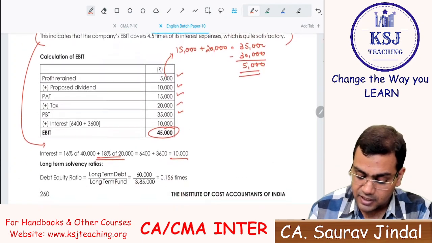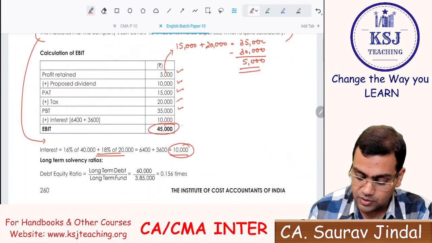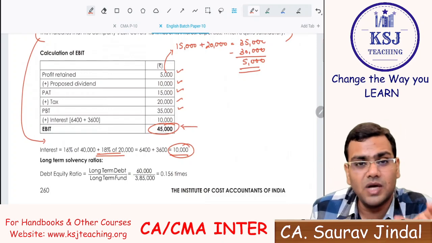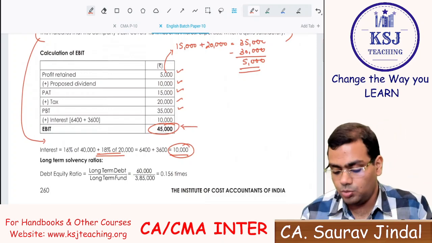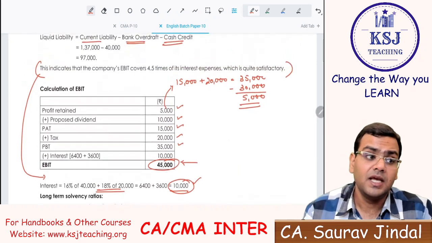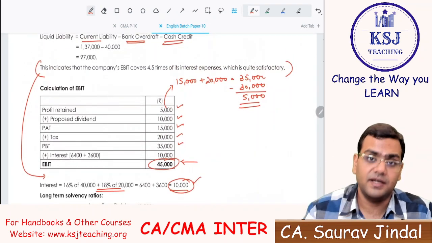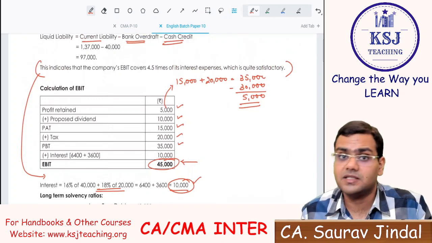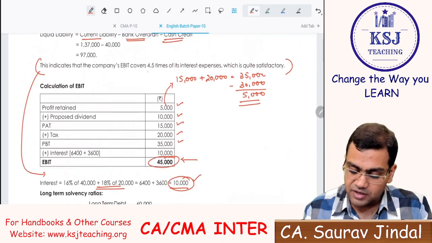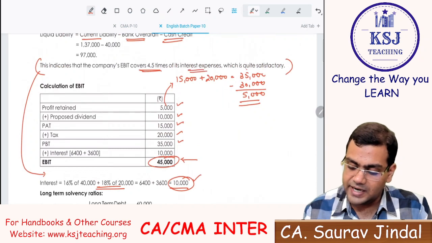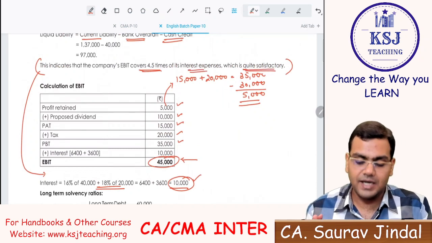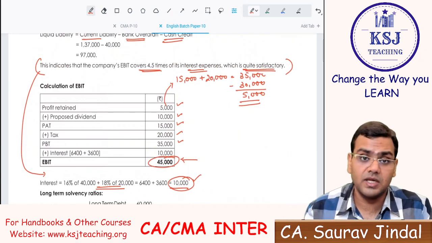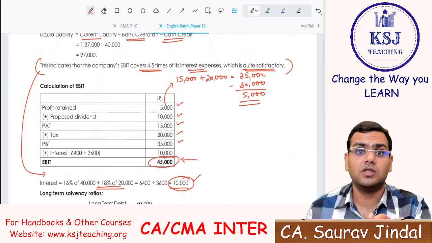Now he says if you have to pay an interest of 10,000, you have an EBIT, that is the earnings before interest and taxes, of 45,000. That means you have really sufficient earnings to pay off your interest liability, because this is an important factor indicating your short-term as well as long-term solvency, right? 4.5 times of the interest expense, which is quite satisfactory, sir. Right? It is normally seen in the long term whether we will be able to pay, because we are talking about interest on the long-term debt.